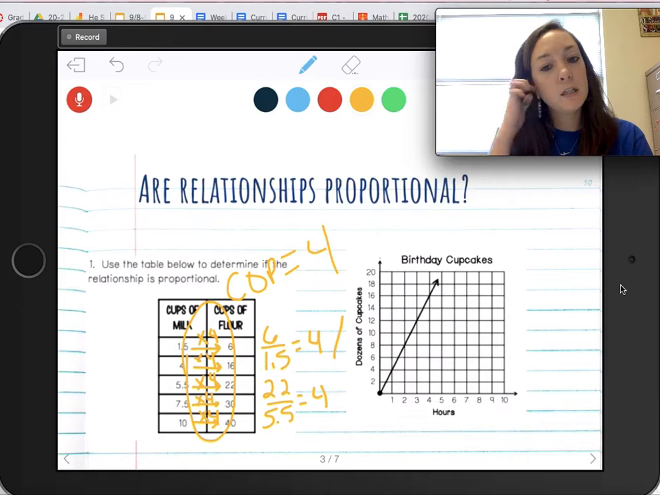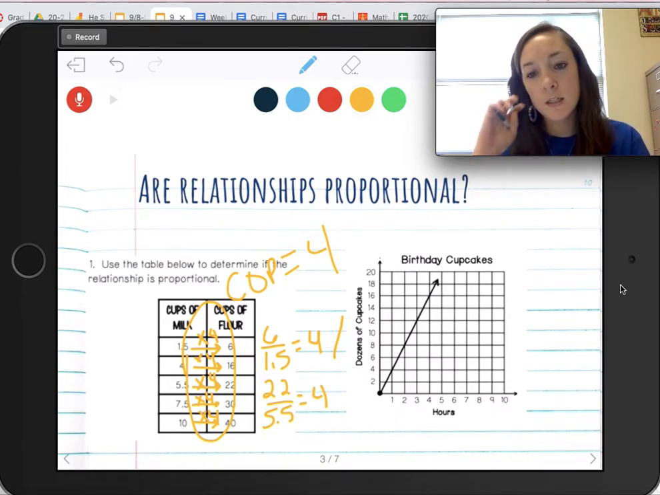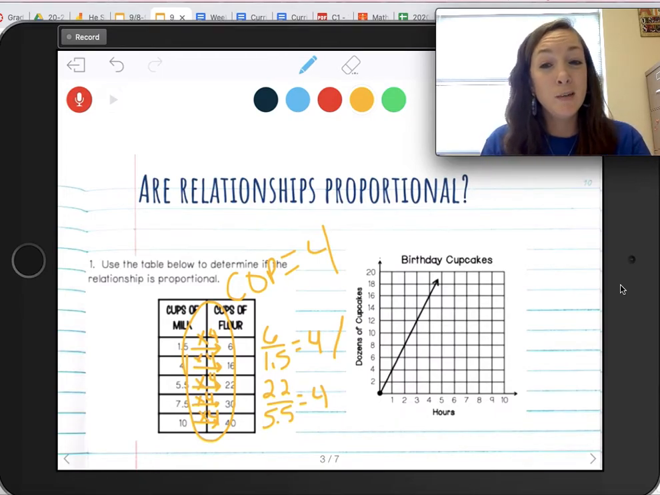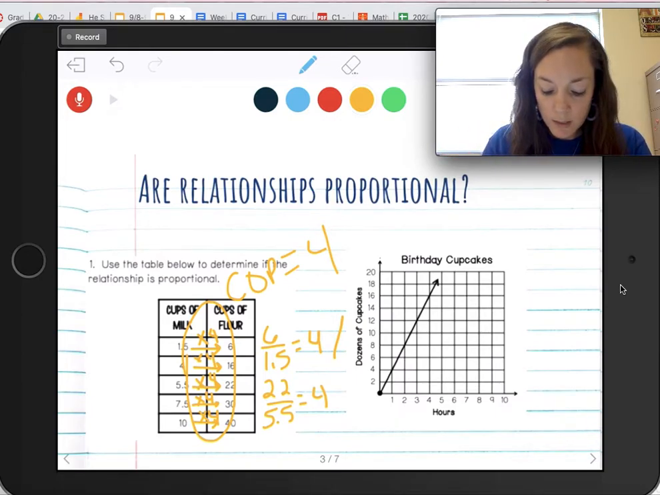For the second one, it's a graph about birthday cupcakes, with dozens of cupcakes and hours. I'm assuming this is how long it takes to make how many dozens. So for 1 dozen cupcakes, it's 4 hours.